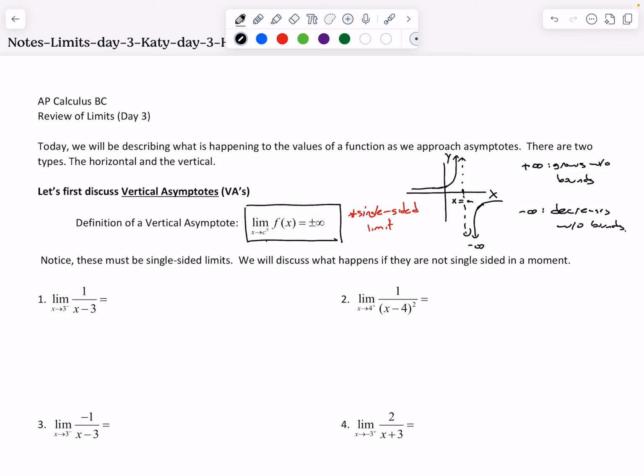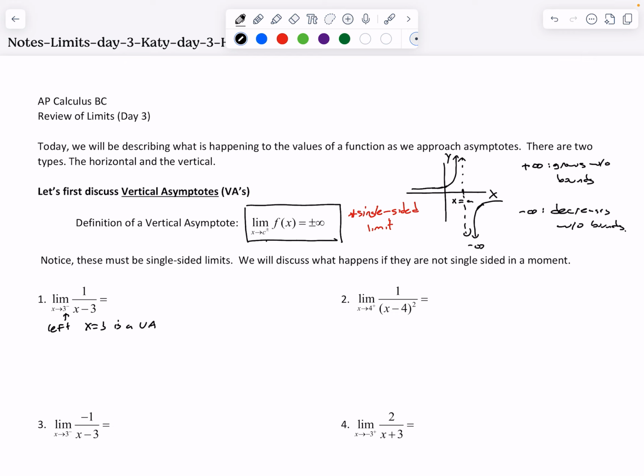In our first example, x is approaching 3 from the left, so remember, we're approaching from the left, of the graph of y equals 1 over x minus 3. We want to find out what happens. Now, x equals 3 is a vertical asymptote, a VA, and we call them VAs for short. What we want to know is what's happening at that vertical asymptote as we approach from the left.